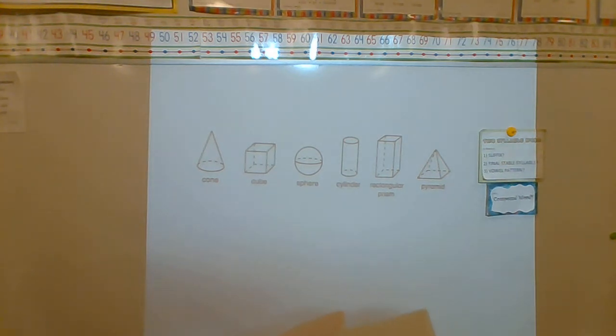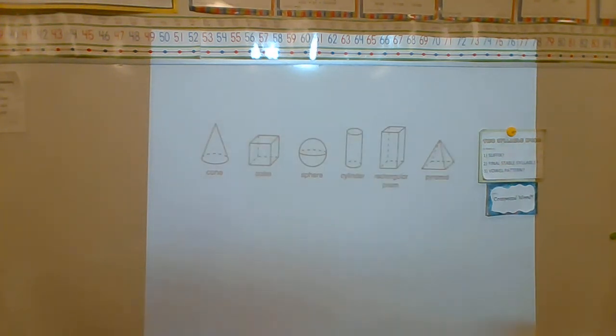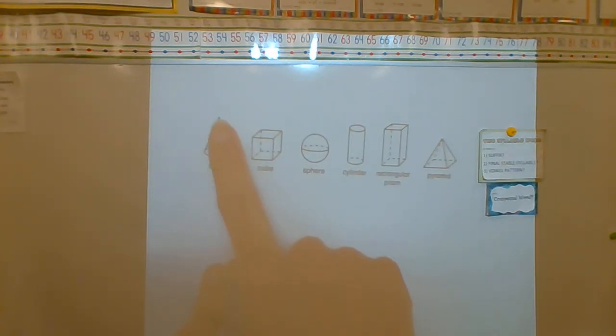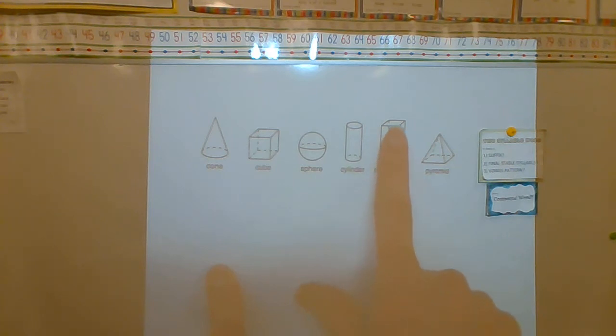What other geometric solids have a vertex? That's right. The cone has a vertex. The rectangular prism, because he has a point or corner. The prism and the pyramid. Okay?